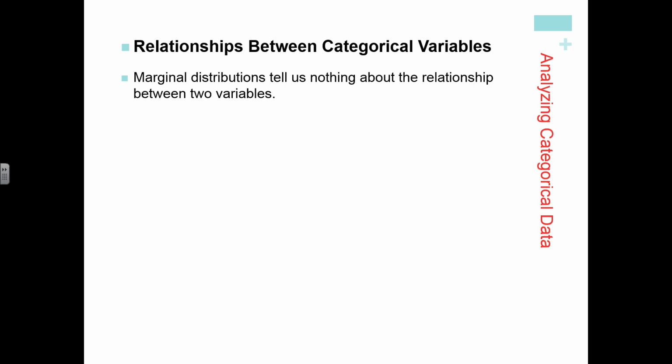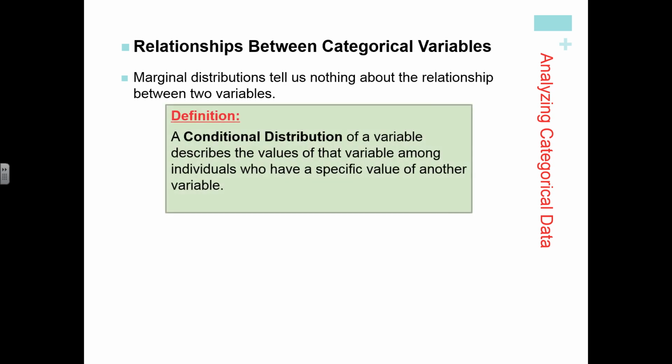Now keep in mind, marginal distributions tell us nothing about the relationship between the two variables. They tell us about the totals. So even though I calculated the marginal distribution, it didn't tell me how males compared to females or vice versa. It just told me about the total amount of people that were surveyed in general. If we want to analyze the relationship between the two variables, we need to look at a conditional distribution.